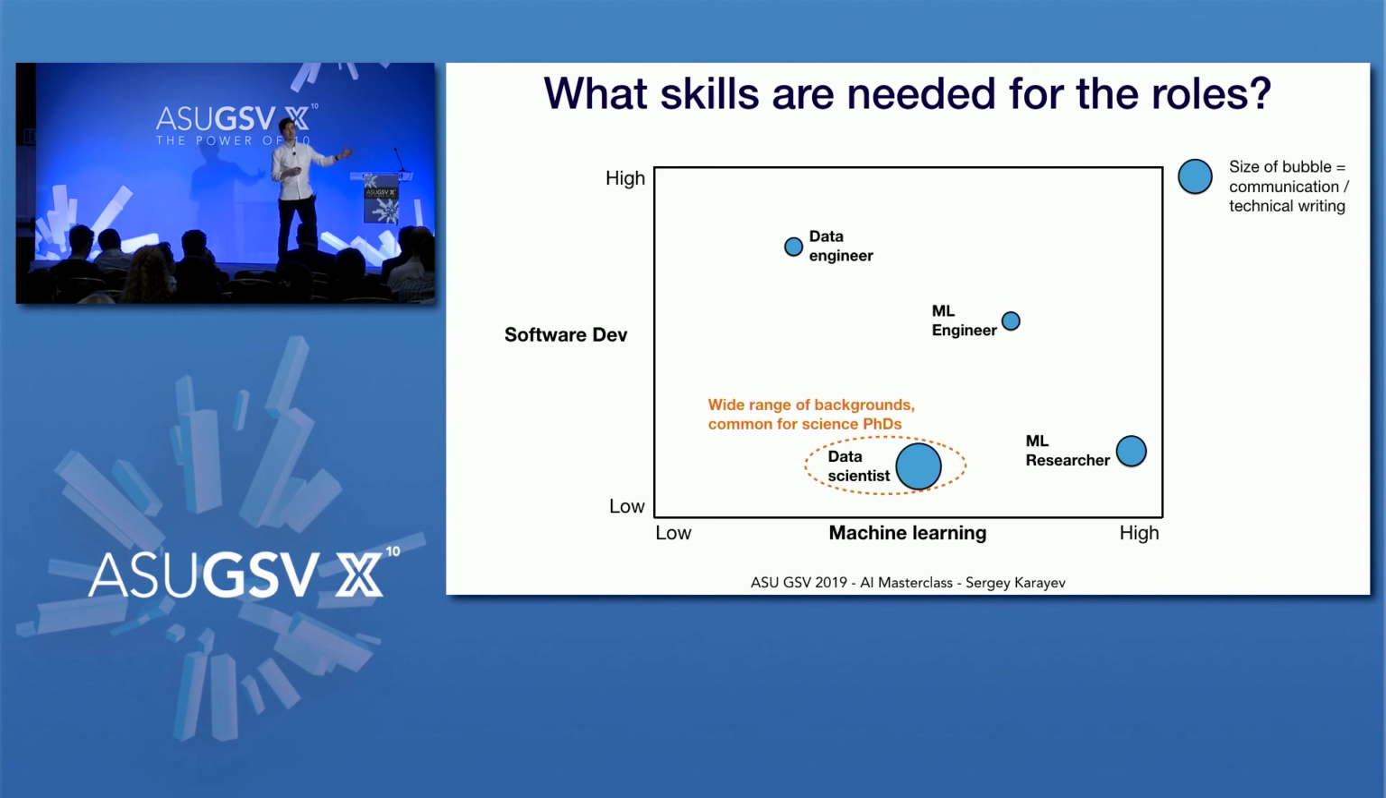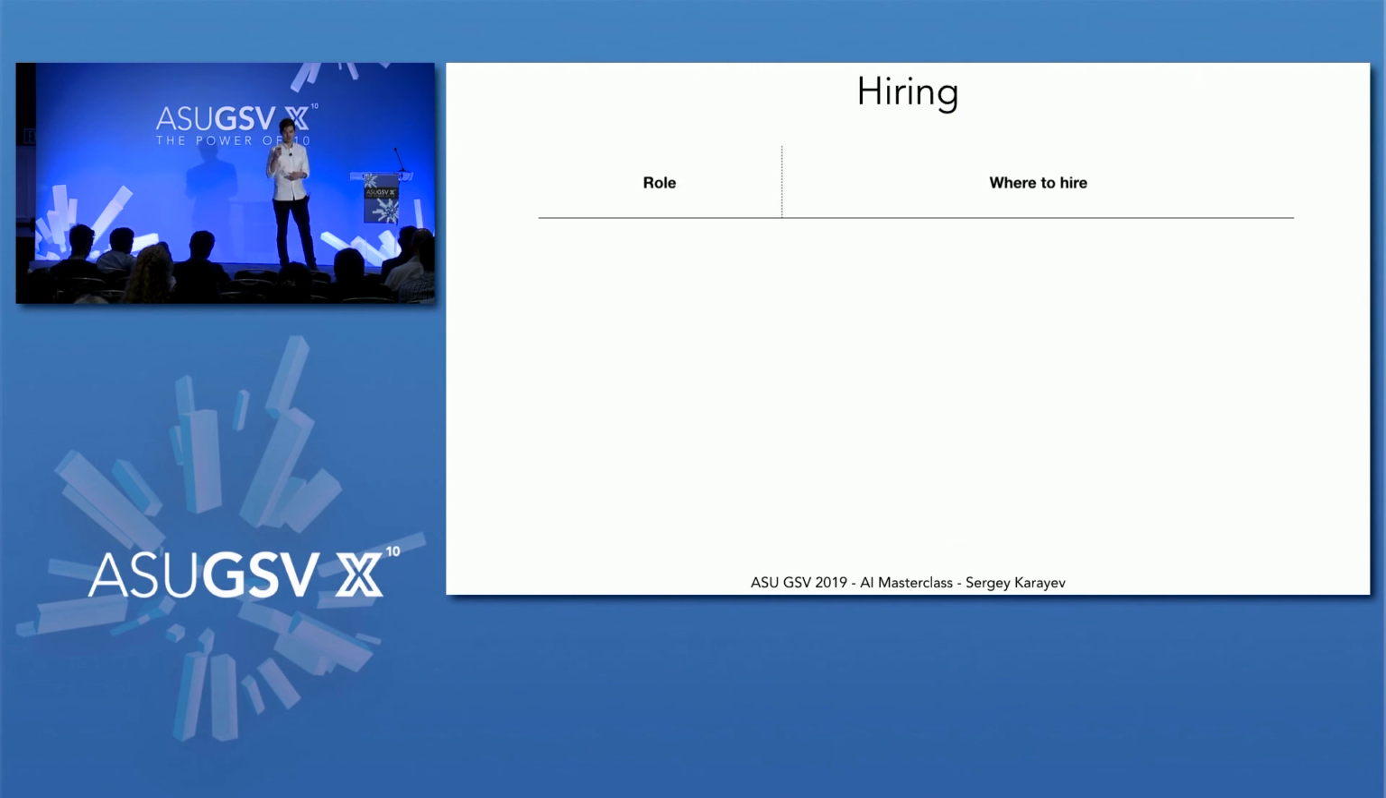Often it's a physics PhD or a cognitive psychology PhD that just learned a bunch of skills. They're not necessarily very good on software development skills. They know enough machine learning to ship stuff, but not as much as an ML researcher.